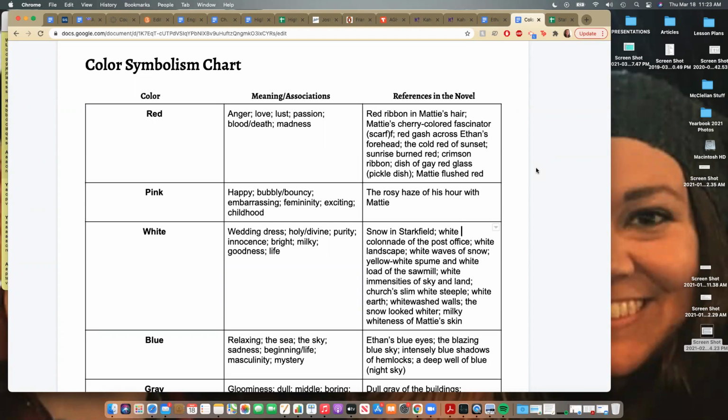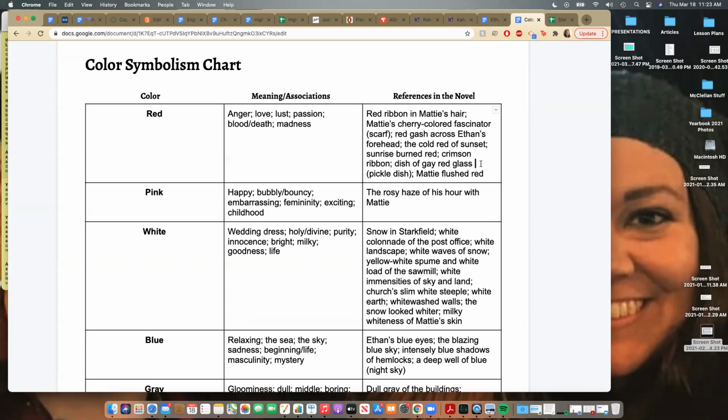Okay, so red, we have these associations, sort of two different sides of the coin here. On one hand, red can represent passion and love, and on the other side it can be more like anger or death or destruction or madness. Red is the color of blood. So the things that are referenced as being red in the novel, several things in regards to Maddie: the red ribbon in her hair, her cherry colored fascinator, or the scarf. And then we have obviously the pickle dish. And then we also have the red gash across his forehead, which is probably the first time we hear about red.